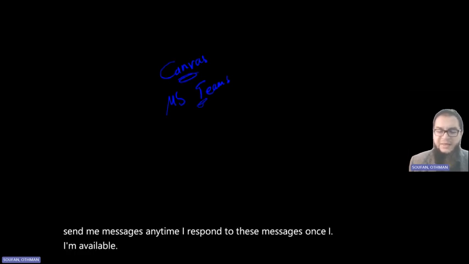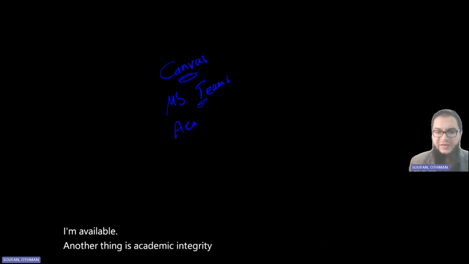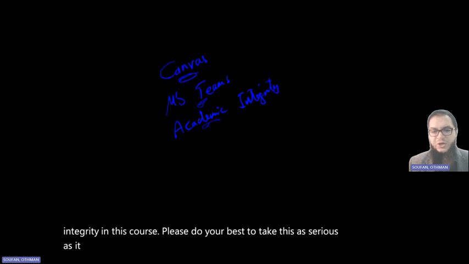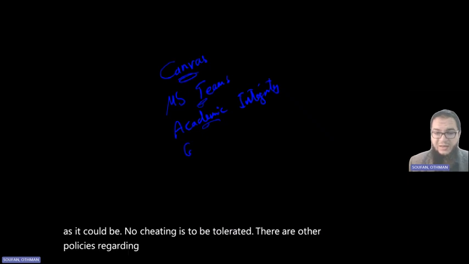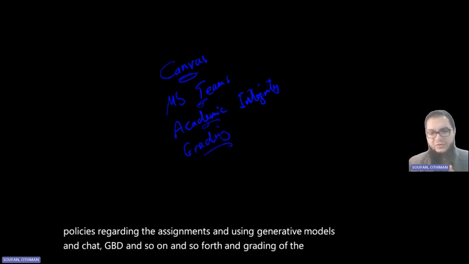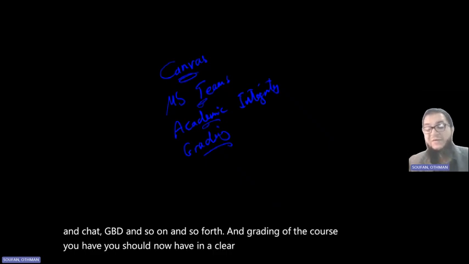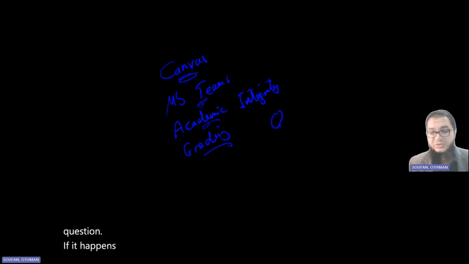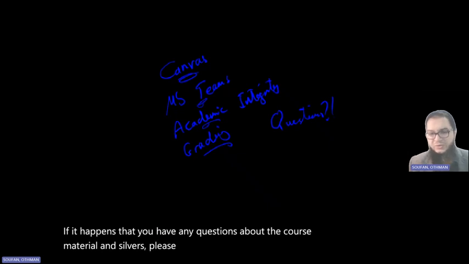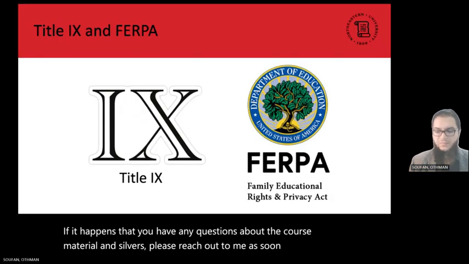Another thing is academic integrity is very important. Academic integrity in this course, please do your best to take this as seriously as it could be. No cheating is to be tolerated. There are other policies regarding the assignments and using generative models and ChatGPT and so on and so forth, and grading of the course. You should now have a clear idea. If it happens that you have any questions about the course material and syllabus, please reach out to me as soon as possible. Okay.